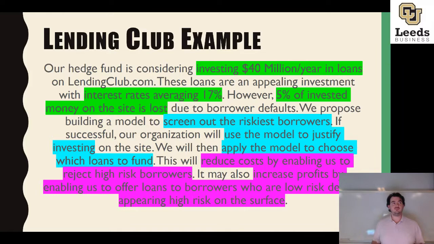There might be someone who looks bad, or looks like a high risk, but actually isn't. We can charge them a higher interest rate because they look like a bad loan, even though we know that they're actually pretty good. So, concrete description of the problem. What we plan to do to fix it, how fixing it helps us.